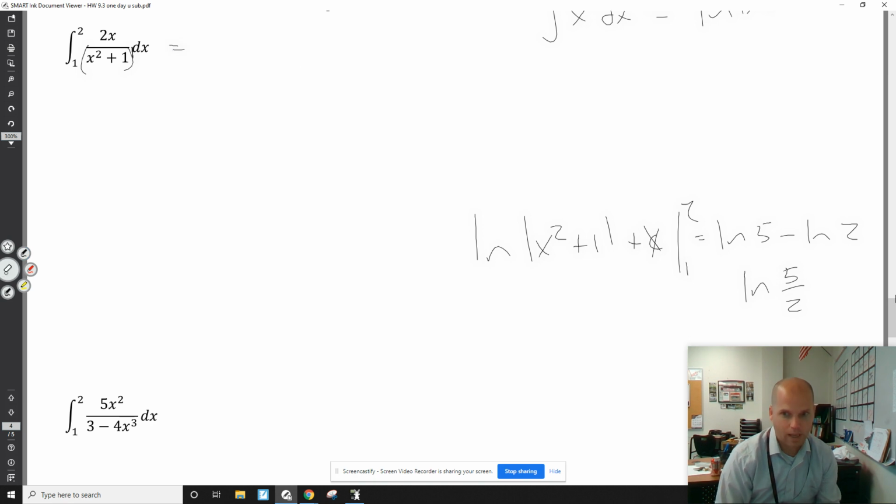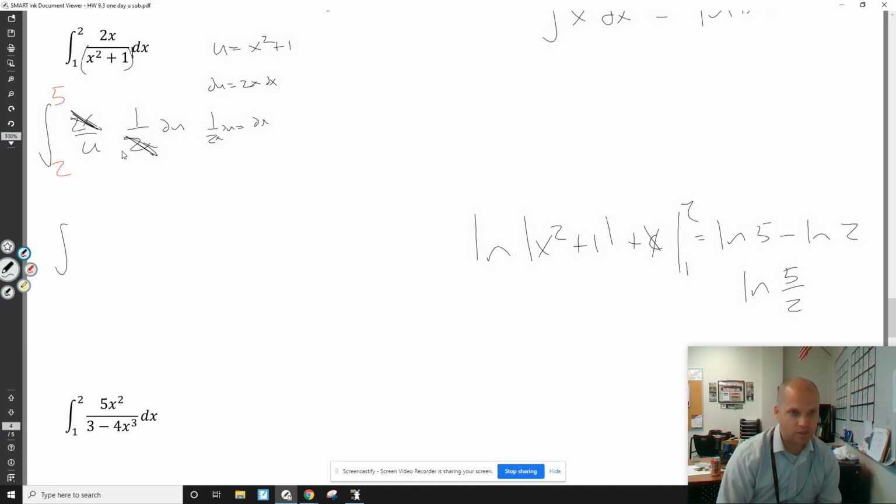U-Substitution Method. How do we get that same answer, log 5/2? U equals the entire denominator. That's the inside of the composition. Du equals 2x dx. Dx equals 1 over 2x du. Integral, 2x over u, 1 over 2x du. The 2x's cancel. Change my bases from 1 to 2 to 2 to 5.